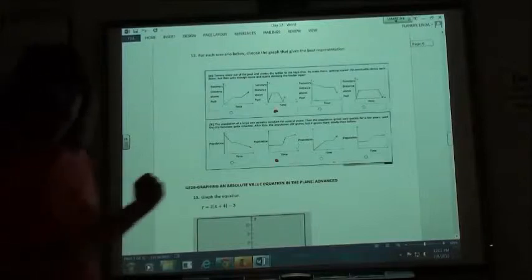So picking out which graph looks like the best one based on if it's increasing, decreasing, constant, what is my story telling me?